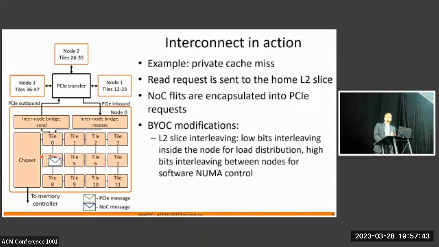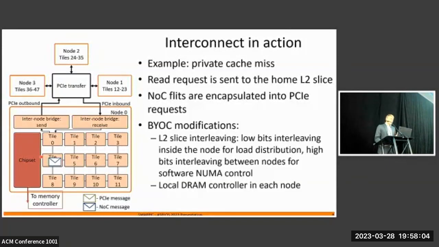We had to do a couple of modifications to BYOC to enable the multi-chiplet capabilities. The first one, L2 slice interleaving. We use low bits interleaving inside the node for load distribution, and we use high bits interleaving between the nodes for software NUMA control. Second, we have a local DRAM controller inside each node. So the traffic from L2 home slices is local inside the node, and does not cross the node boundaries.